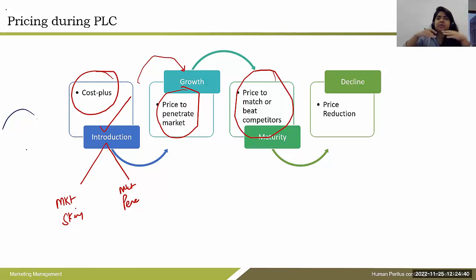In maturity stage, because now you've reached the ample of your sales, there is competition in the market, you try to reach everything which is in parallel to your competition, going rate pricing. Okay, my competitors are charging that much, I'll charge that much.